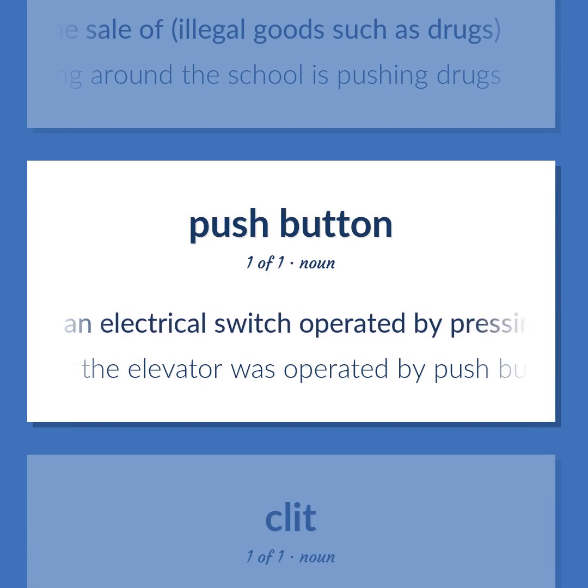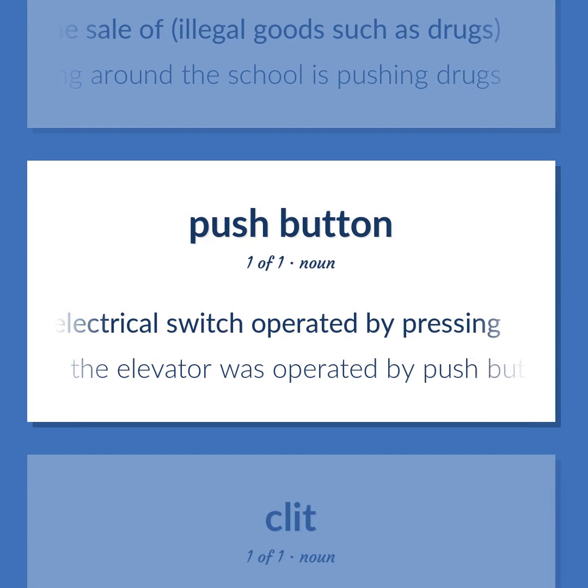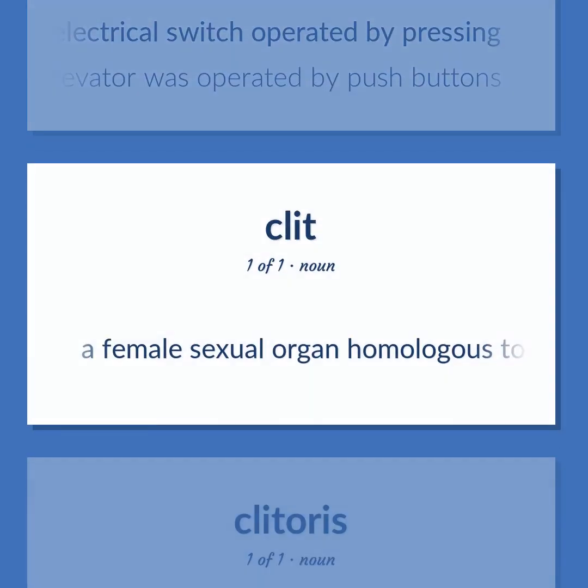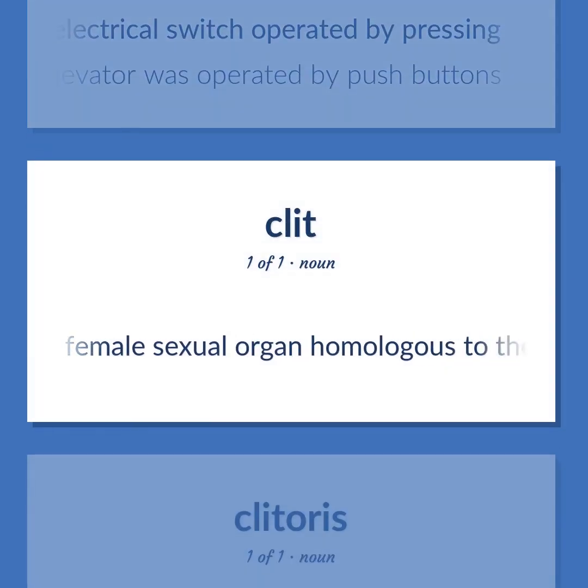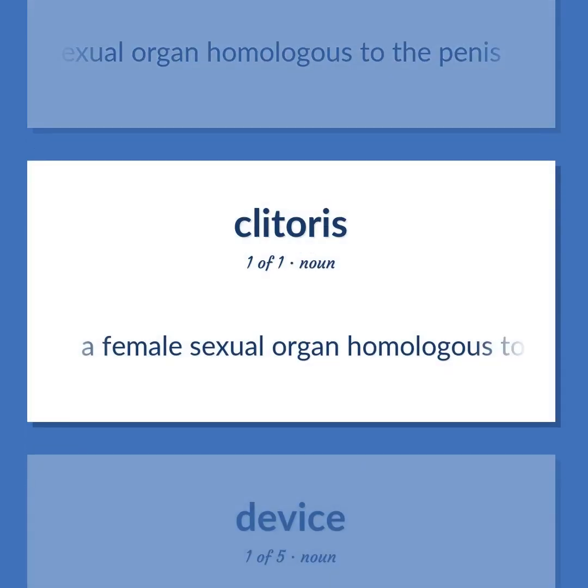An electrical switch operated by pressing. The elevator was operated by push buttons. A female sexual organ homologous to the penis.